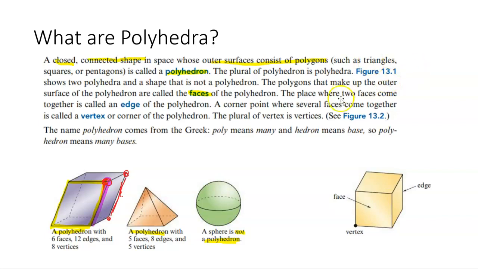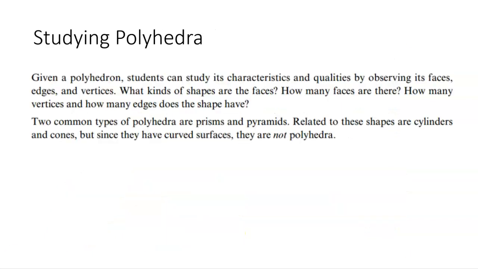The plural of vertex is vertices, and this is based on Greek. Poly means many, hedron means base, so polyhedron means many bases, right? Given a polyhedron, students can study its characteristics and qualities. They can observe its faces, its edges, and its vertices. They can look at the kinds of shapes of the faces, how many vertices, and how many edges.